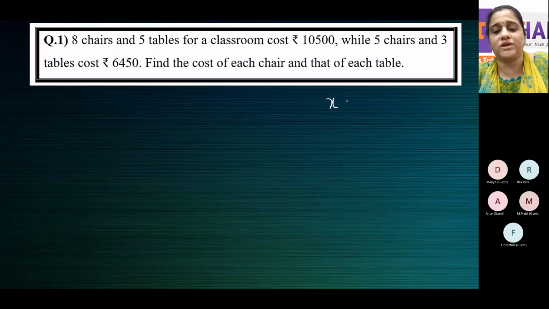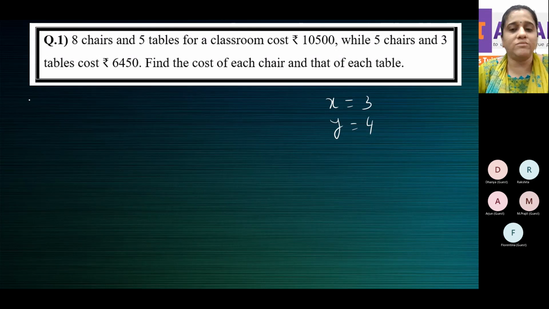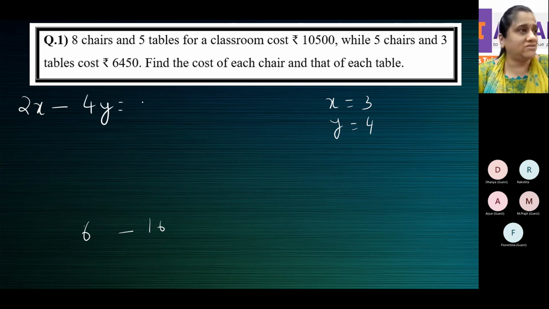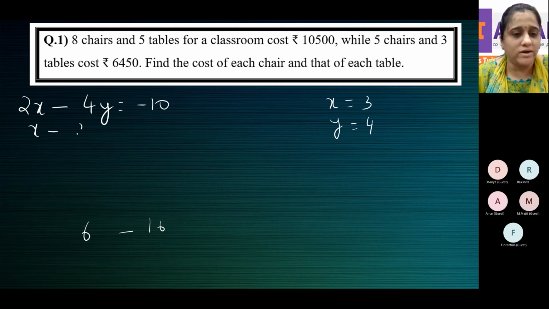I'll take some values for x and y. X is 3 and say y is 4. What is 2 times x? 6, right? Then supposing minus, say 4 times y. What is 4 times y? 16. What is the difference? Minus 10, right? So 2x minus 4y is equal to minus 10. This can be one equation, but if you simplify this, you will get x minus 2y is equal to minus 5. This is one equation.